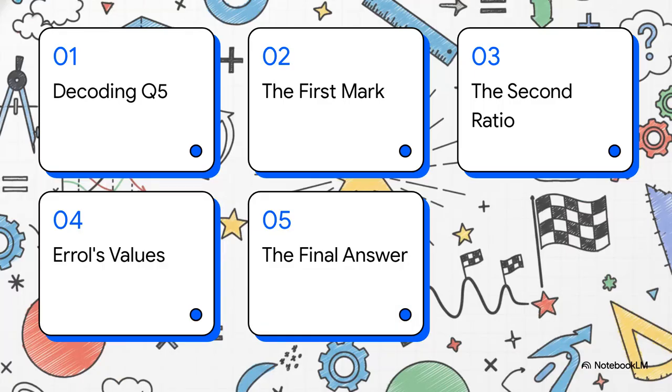Here is our exact roadmap for the breakdown. Number 1, decoding question 5. Number 2, securing the first mark. Number 3, finding the second ratio. Number 4, calculating Edexcel's values. And number 5, the final answer.